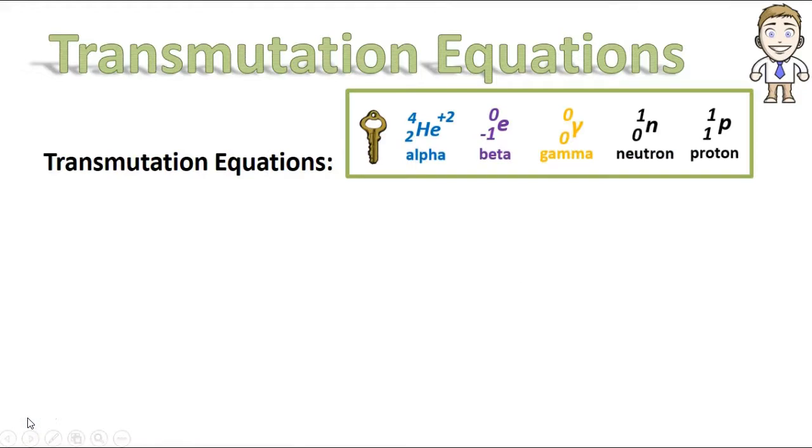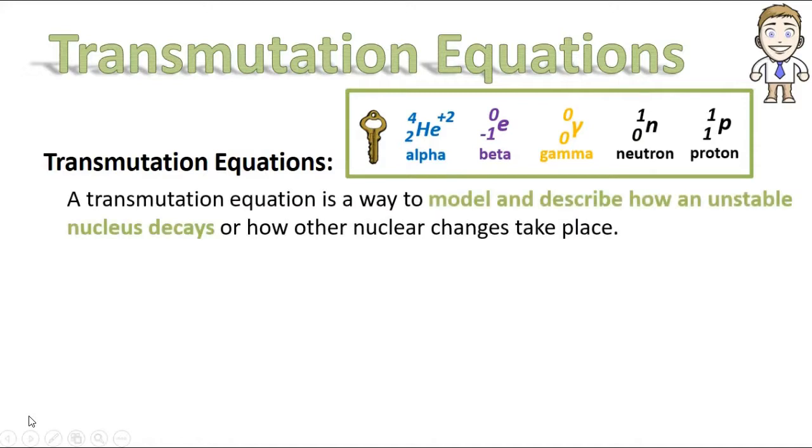We're actually going to keep those symbols in this key idea box up here, along with the symbols for a neutron and a proton, because you'll have to use those from time to time as well. Finally, we can look at an actual transmutation equation example. Like we've already said, it's simply just a way to model and describe how an unstable nucleus decays. It can also be used to show some other nuclear changes, but we're going to stick with decays at first as kind of like the easiest example.